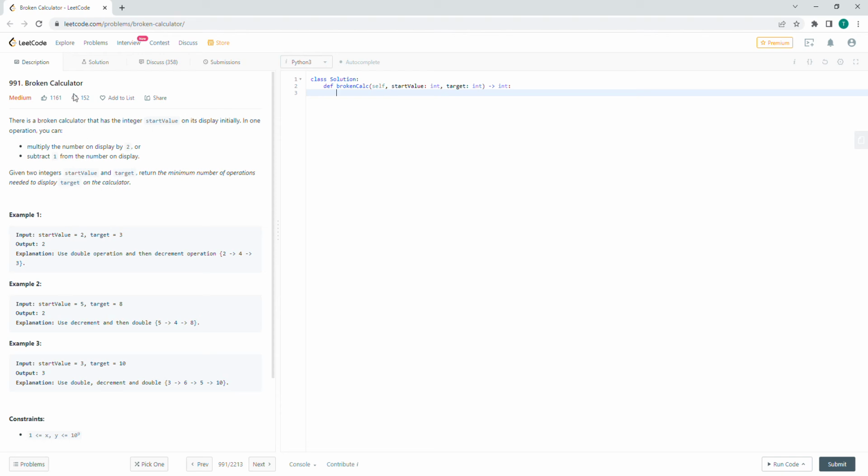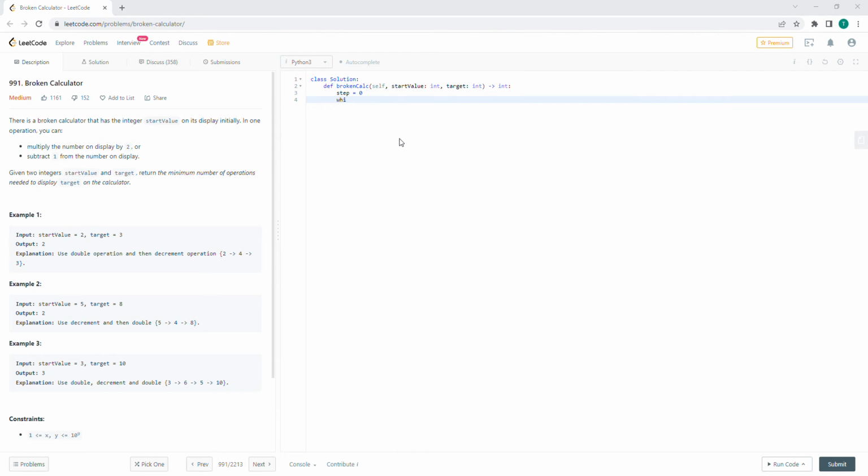And the approach to the solution. A solution to this question would be using the greedy algorithm. So what we're going to do is set a number of operations, or steps, we could take. Let's call each minimum number of operations we could need to display the target on the calculator a step. So each step is an operation.